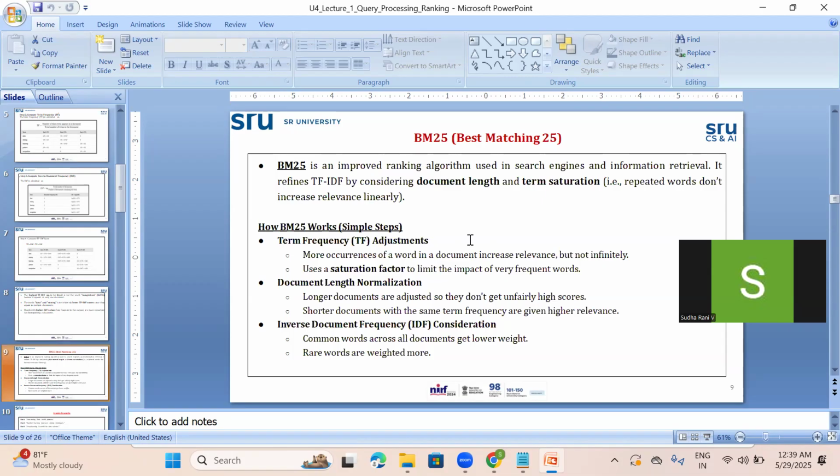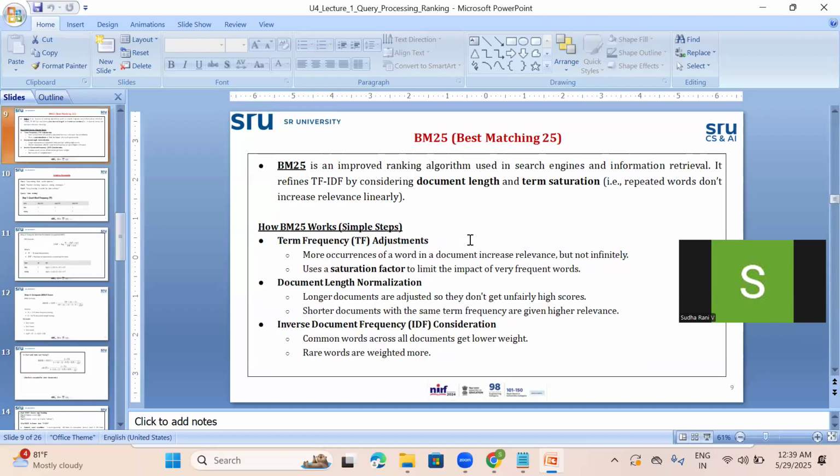Document length normalization: longer documents are adjusted so they don't get unfairly high scores. Shorter documents with the same term frequency are given higher relevance. Inverse document frequency consideration: common words across all documents get lower weight. Rare words are weighted more.